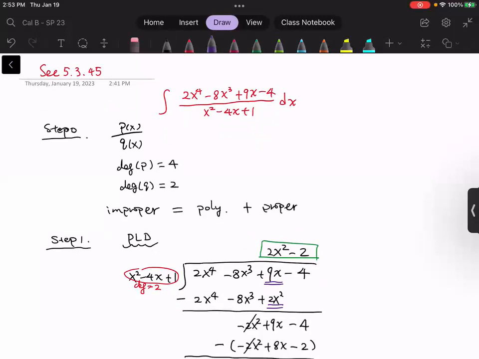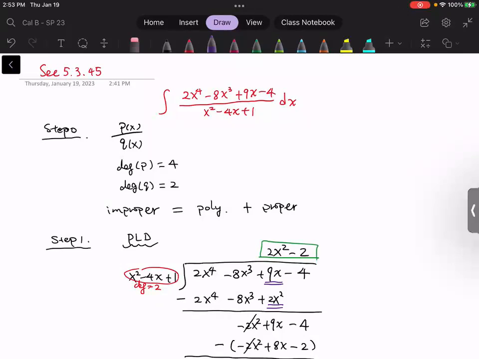Hi everyone. In this video, we will work on number 45 from section 5.3. The involved integrand will be an improper rational function because the degree of the numerator equals 4 and the degree of the denominator equals 2. So the top is larger than the bottom.